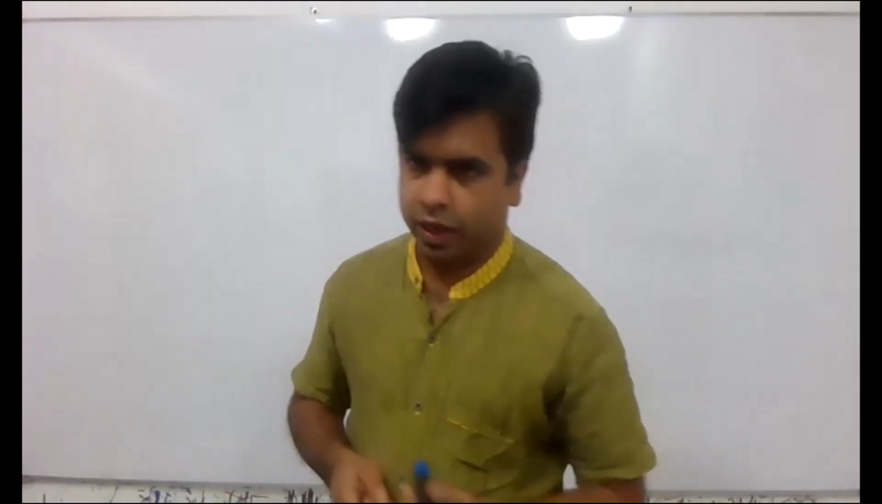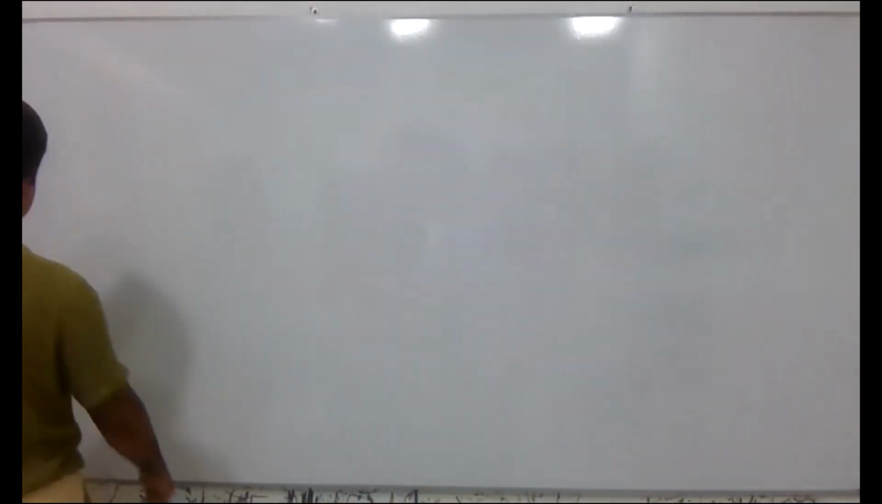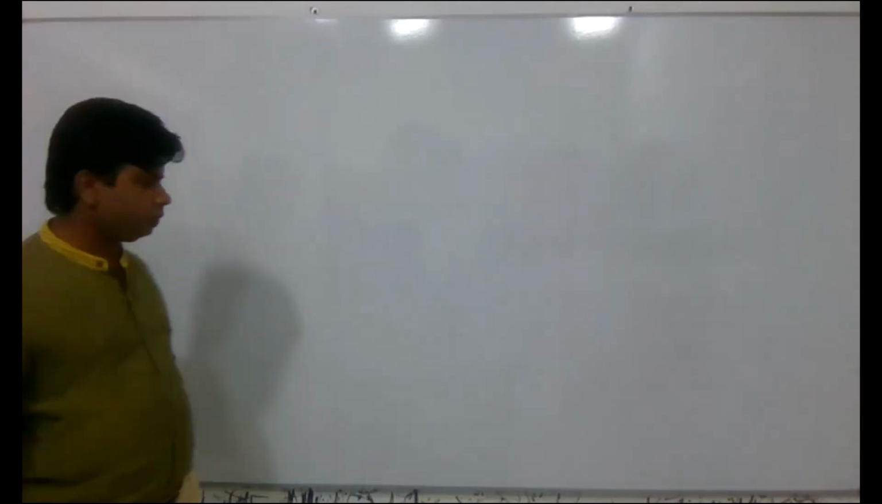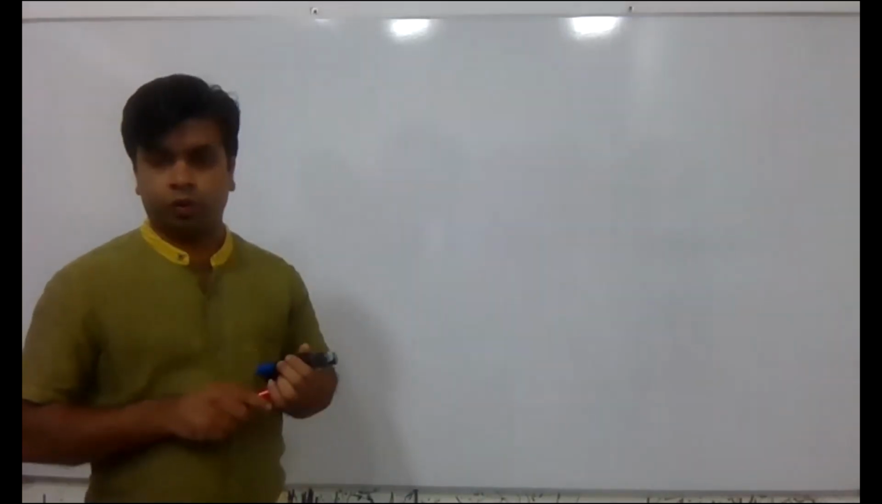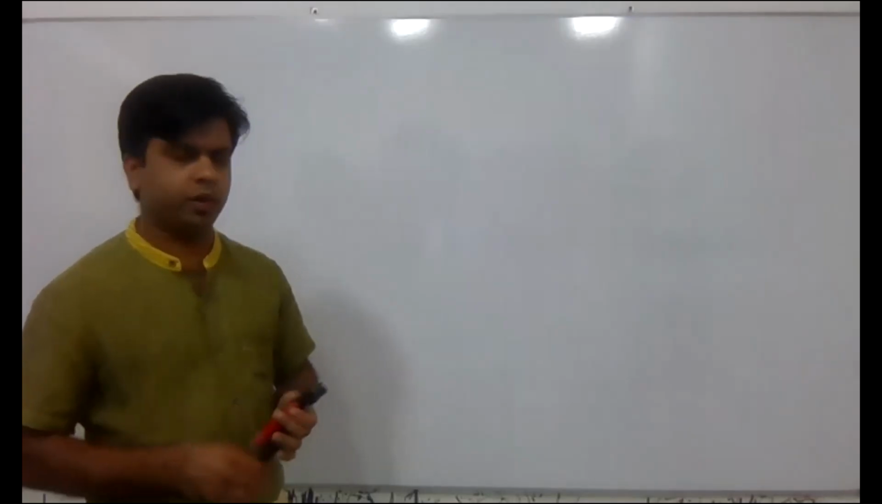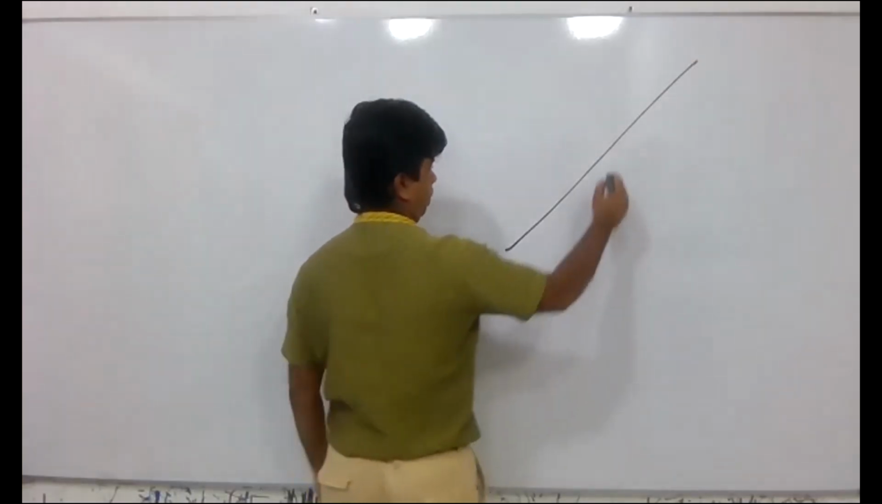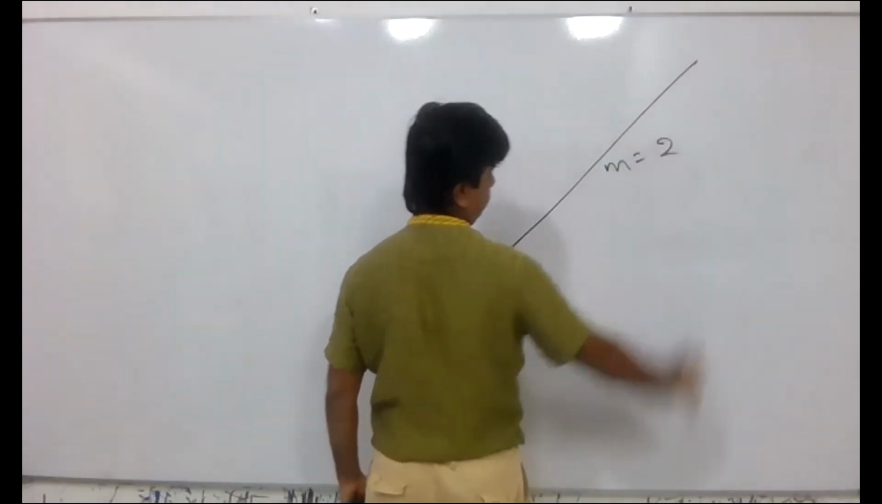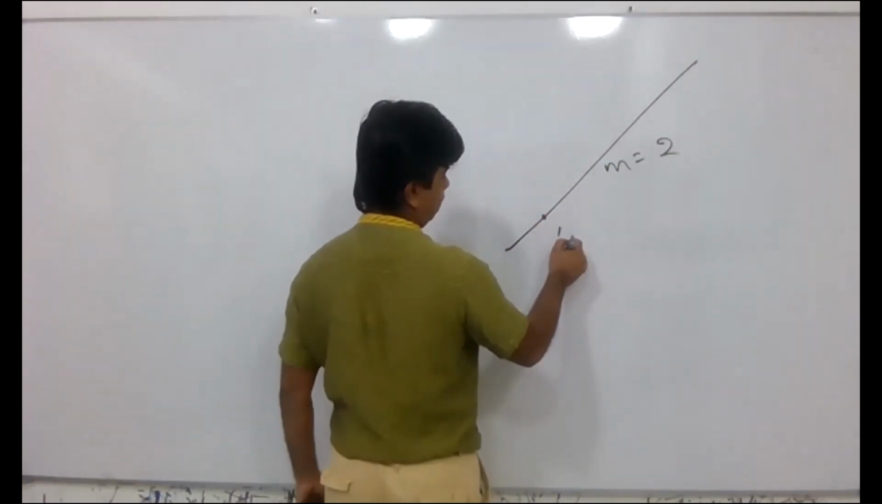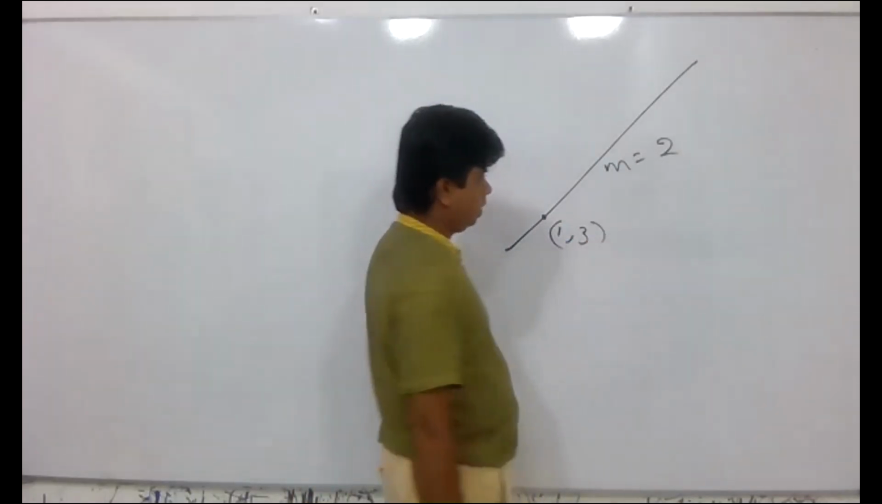Okay. See, I will take one example, right? Anyway, before we move to that, you know that we discussed coordinate geometry, right? If you are given a straight line with a gradient of 2, right, and a point (1, 3), something like this, right?